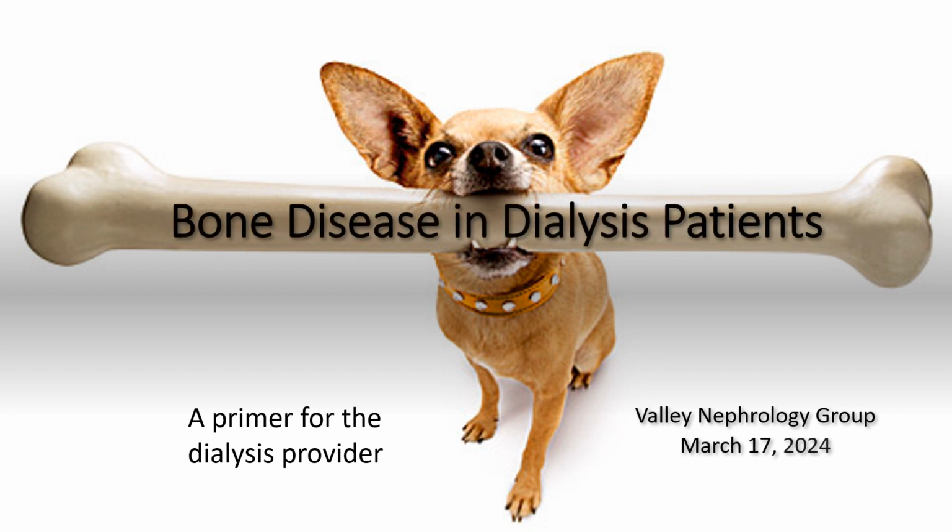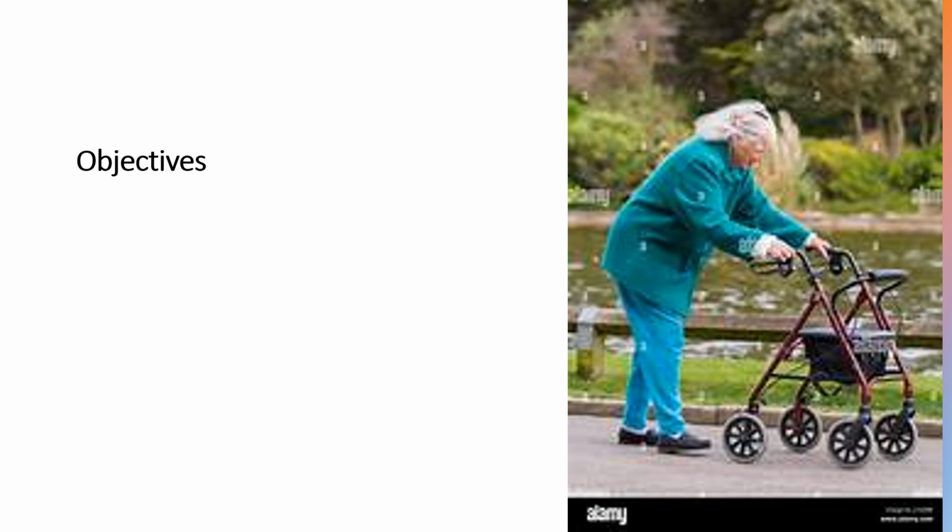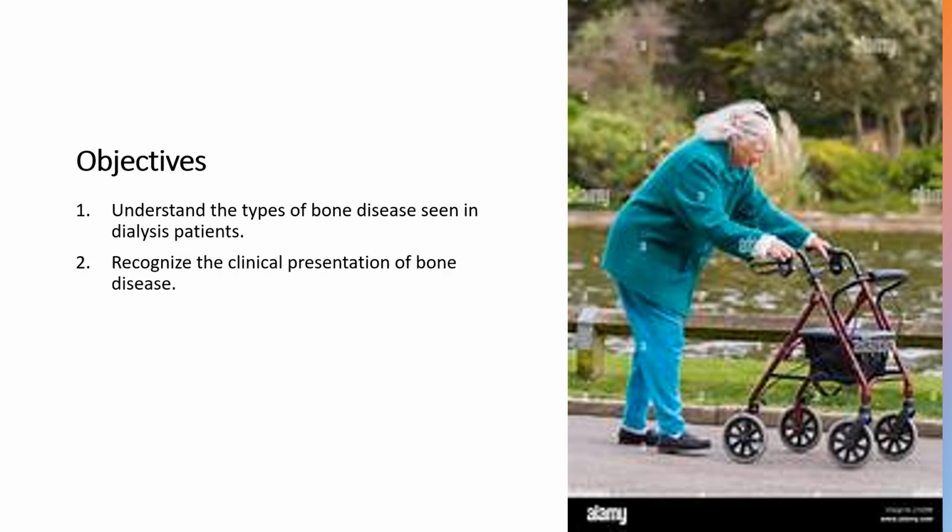Today we're going to talk about bone disease in dialysis patients. This is a ubiquitous problem in the dialysis world, as kidney disease negatively impacts bone health. Most of our dialysis patients do not have healthy bone, and it predisposes them to fractures and loss of height, among other problems. There are 3 objectives to today's talk. I want you to understand the types of bone disease seen in dialysis patients, recognize the clinical presentation of bone disease, and review treatment options.